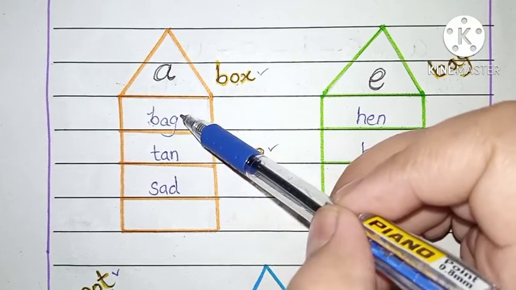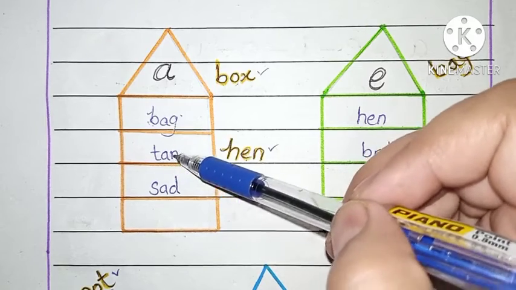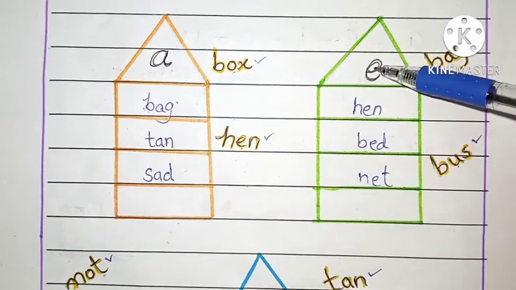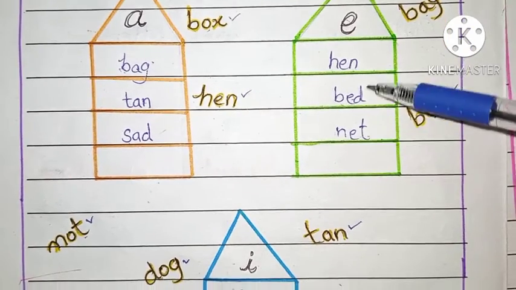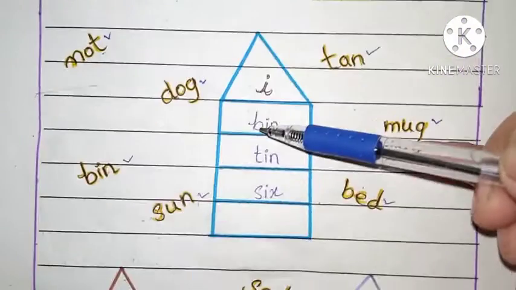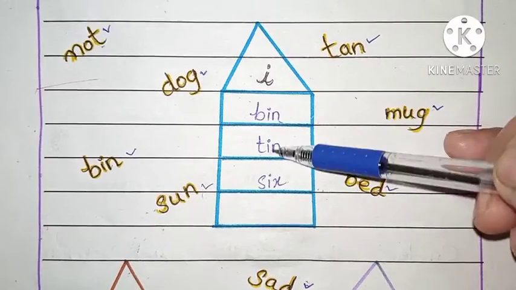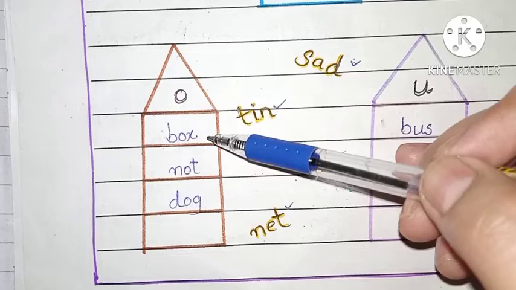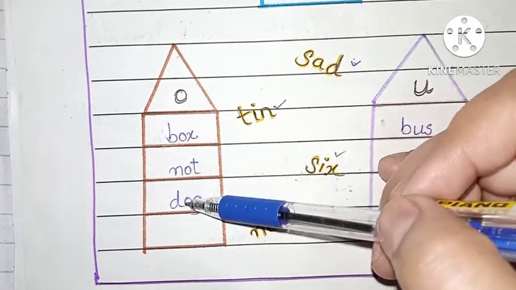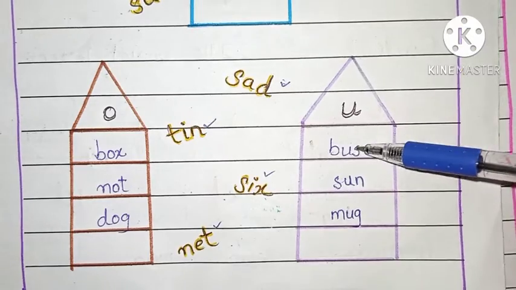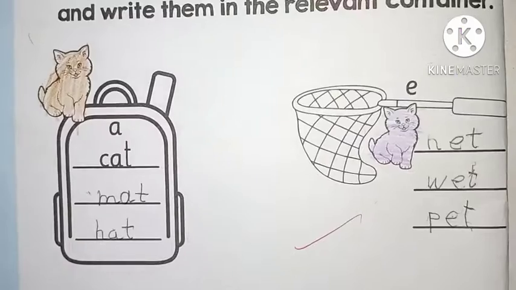Bag. B-A-G. Bag. There are A vowel in the middle. Tan. Sad. Hen. Bed. Net. E vowel in the middle. Bin. Tin. 6. I vowel in the middle. Box. Knot. Dog. O vowel in the middle. Bus. Sun. Mug. U vowel is in the middle.